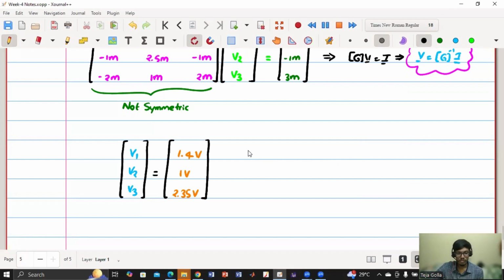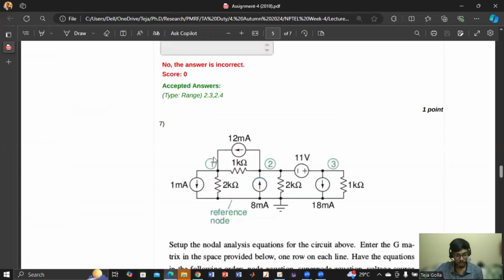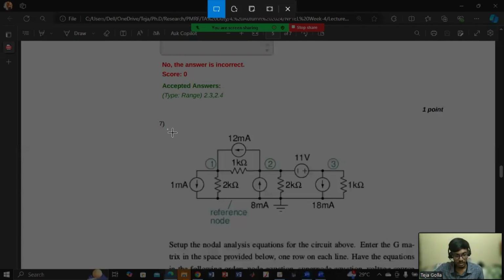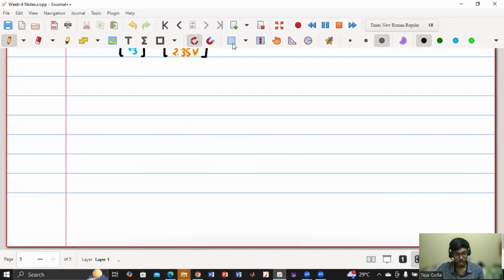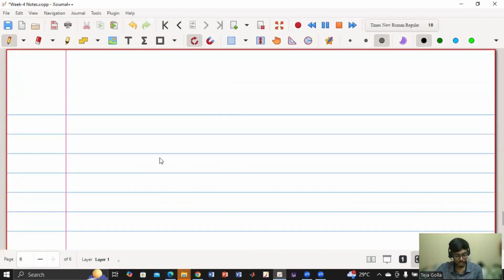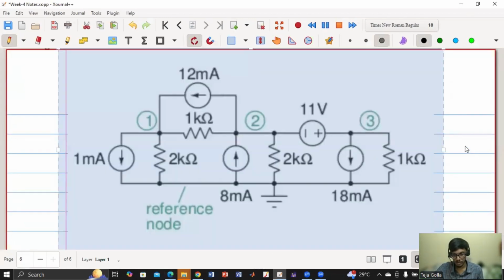Okay, now we are going to solve another problem. So in this problem, we have an independent voltage source along with the resistors and current sources. So this is our next problem, which has an independent voltage source as well.